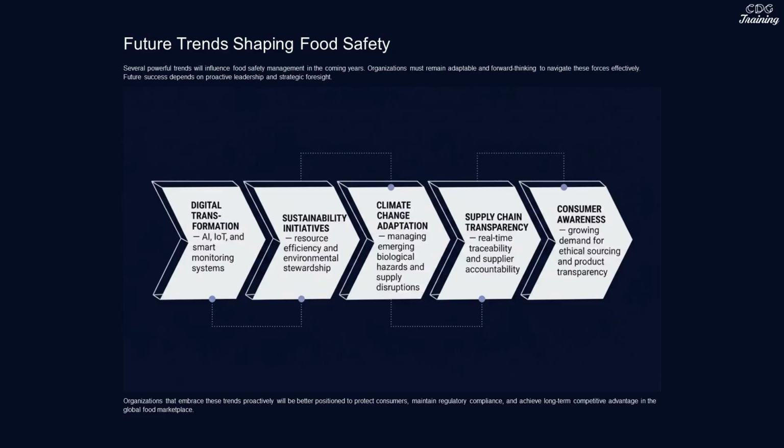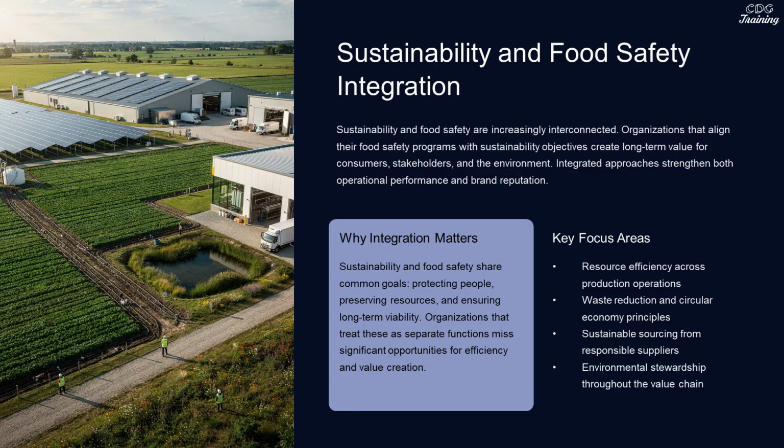Future trends in food safety include digital transformation, sustainability initiatives, and climate change adaptation. Organizations must adapt to these trends to remain competitive. Sustainability and food safety are increasingly interconnected, creating long-term value for consumers and stakeholders. Integrated approaches enhance both performance and reputation.